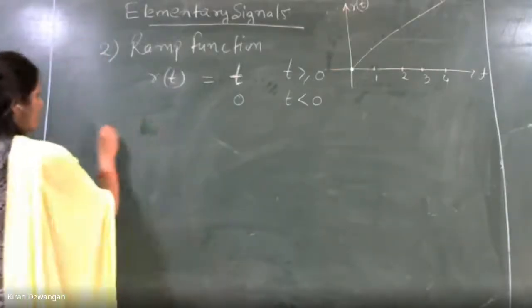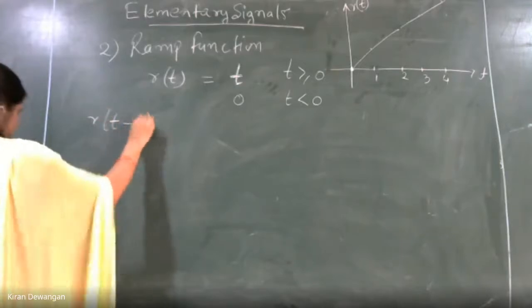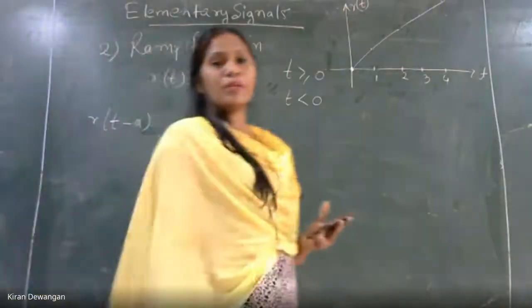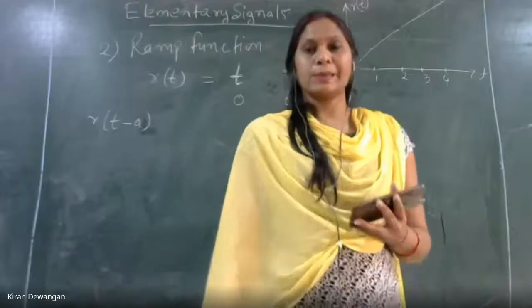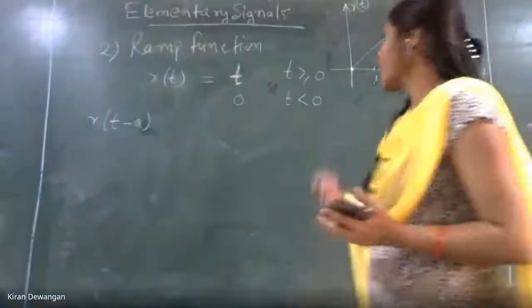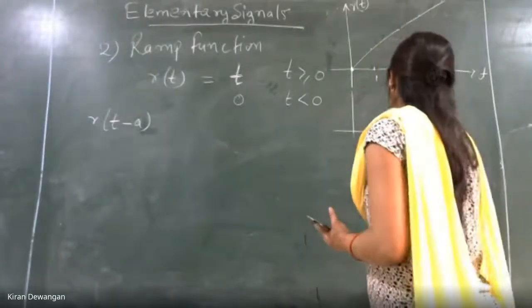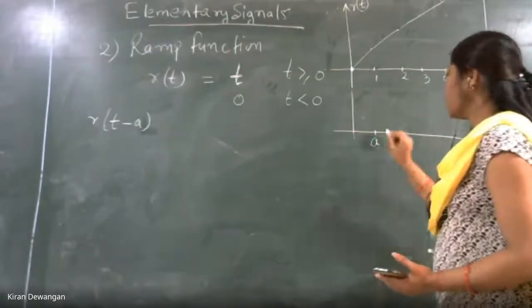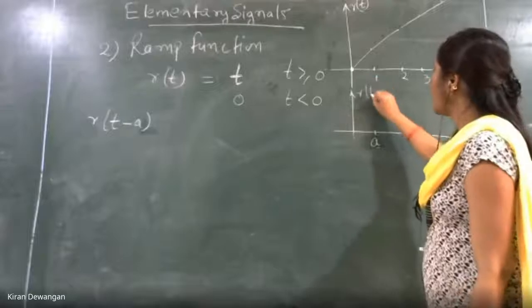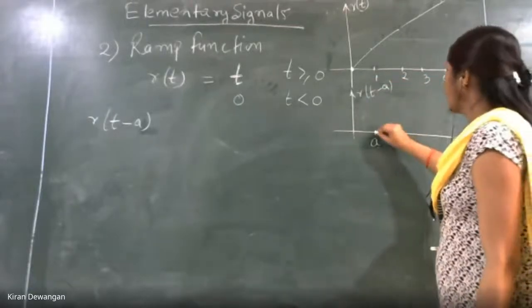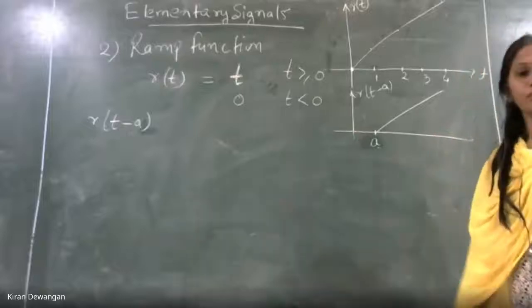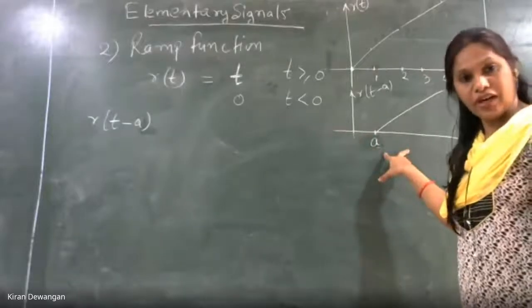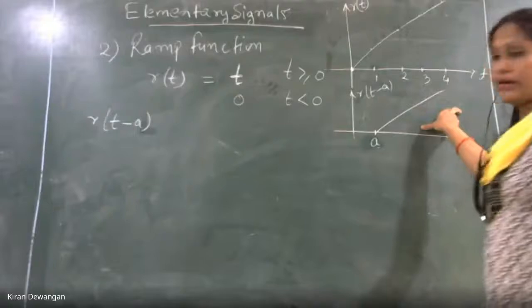Now if I have to plot r of t minus a, how will it be plotted? How will r of t minus a be plotted? Somewhere here I'll have a value a. If I have to plot r of t minus a, it will be the same plot shifted by a in the right direction. Okay? So this will shift to the right side by a. The entire plot will remain the same.